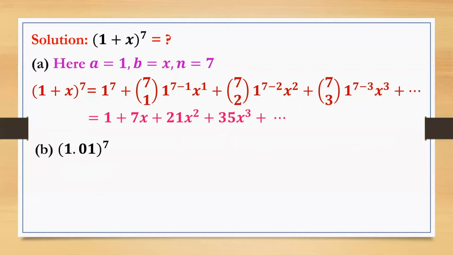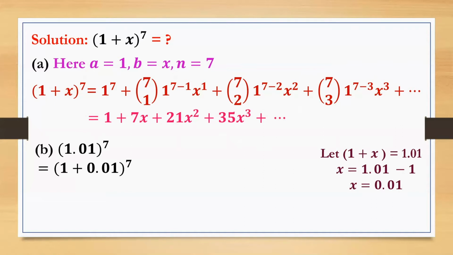Now part B. I need to find the value of 1.01 to the power of 7. So here you can see that we have found the expansion of (1 + x)^7, and we need now to evaluate 1.01 to the power of 7. So we are going to let 1 + x be equal to 1.01. So x will be equal to 0.01. So we shall have (1 + 0.01)^7.